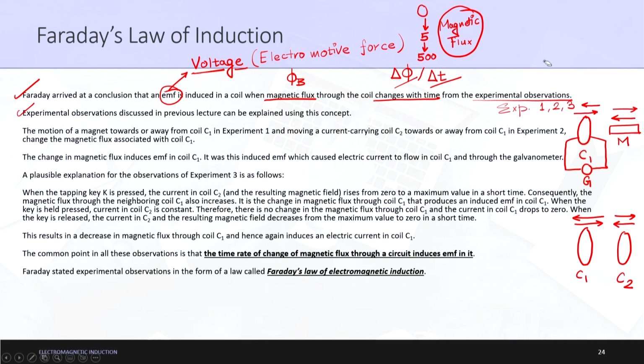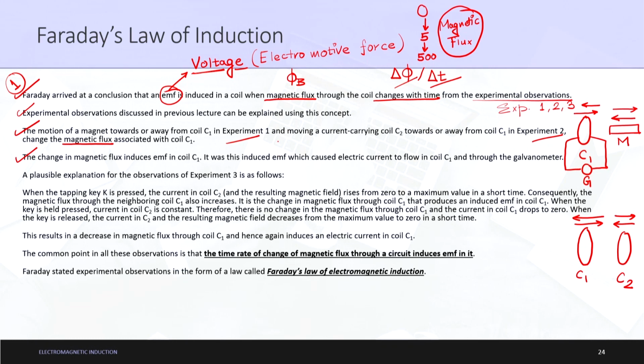So the motion of a magnet towards or away from coil C1 in experiment 1, and moving a current carrying coil towards or away from coil C1 in experiment 2, causes a change in magnetic flux. Next point: a change in magnetic flux induces EMF in coil C1. The first point is being explained again with the help of an example, similar to the lecture 1 experiments. The change in the magnetic flux induces EMF in coil C1. It was the induced EMF.